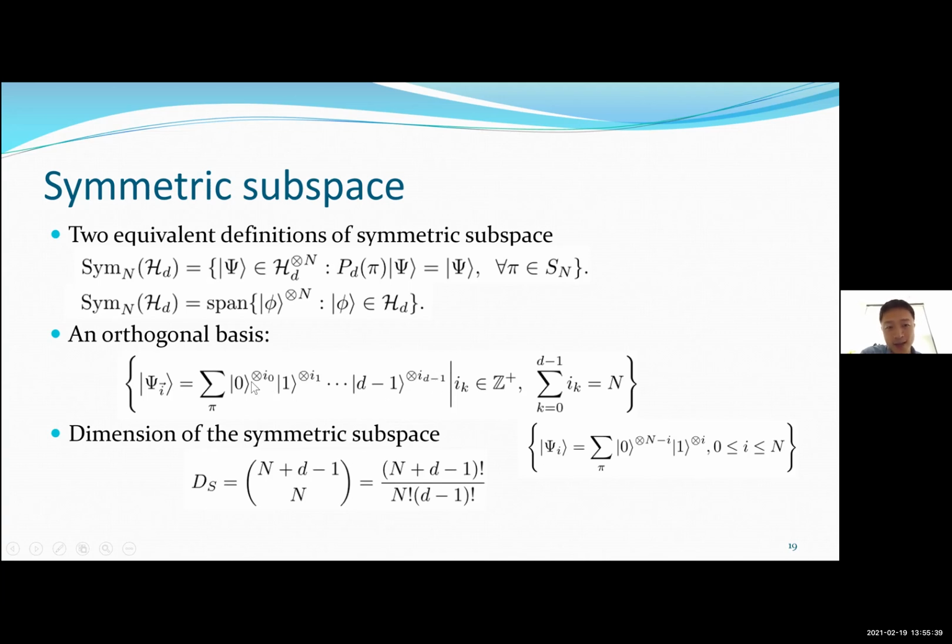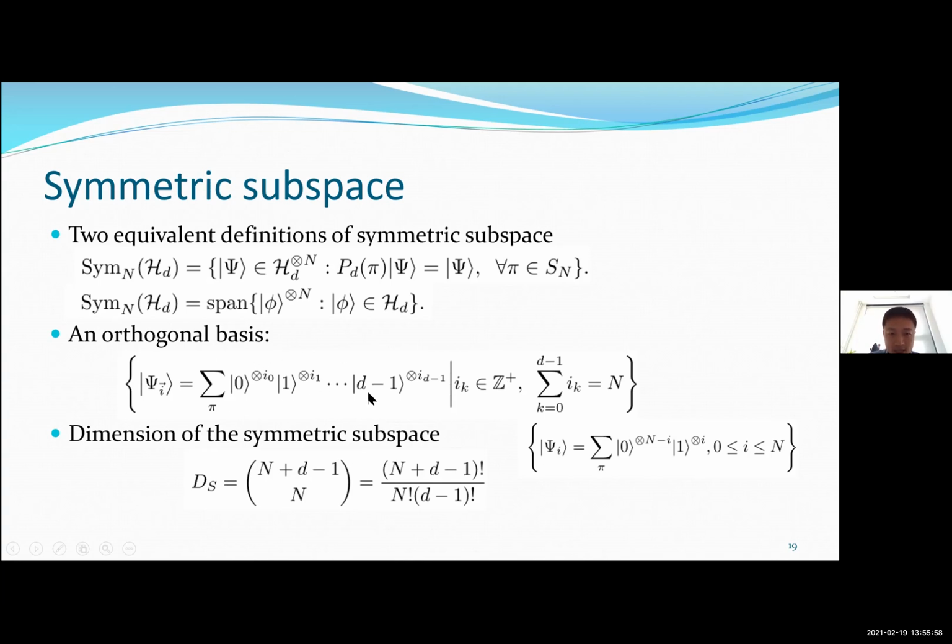So that's the summation of this state. The summation of these I labels is equal to m. All the i's should be non-negative, so they are integers, they are natural numbers. Okay. All right. And then you do the permutation.